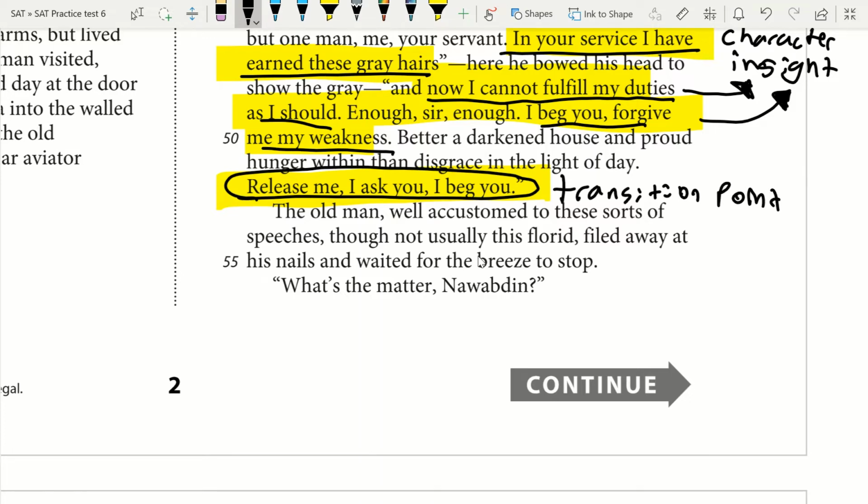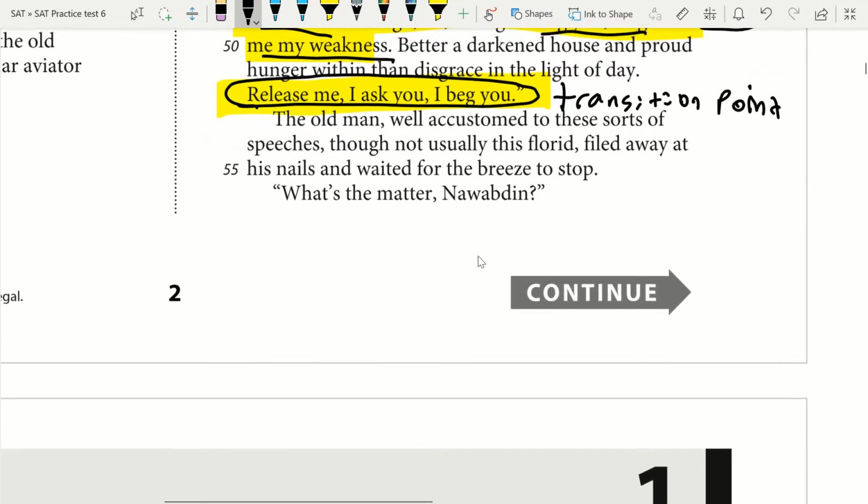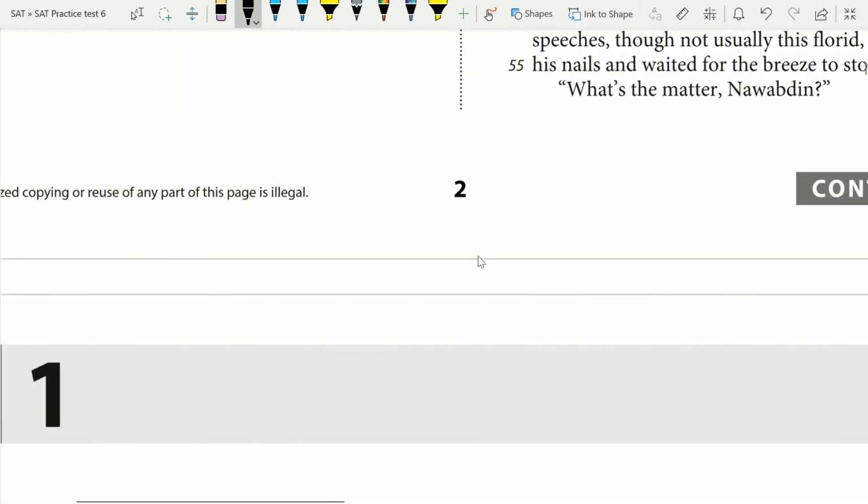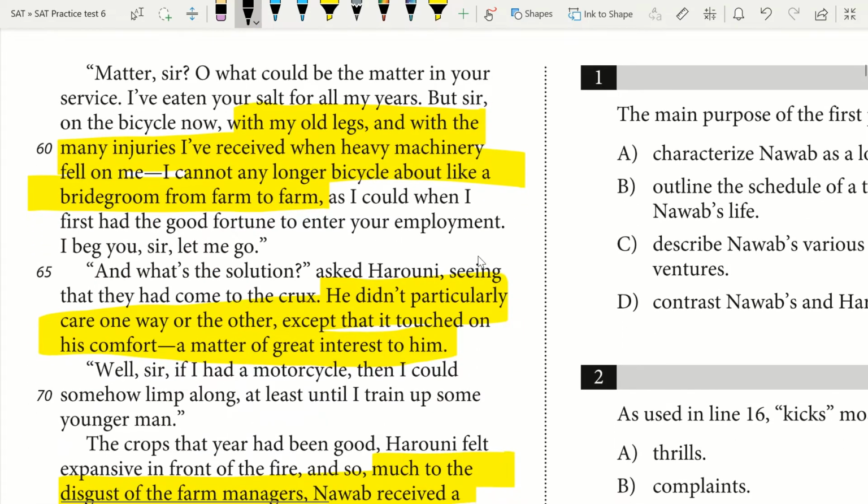It really shows us why Nawab is talking to his employer. So this is a very, very important transition point. Anytime I have an important transition point, I'm going to want to highlight it or underline it. Okay, next I have, with my old legs, the many injuries I've received when heavy machinery fell on me, I can't bicycle about any longer like a bridegroom from farm to farm. Basically saying he's old now, he can't do things he could do when he was younger.